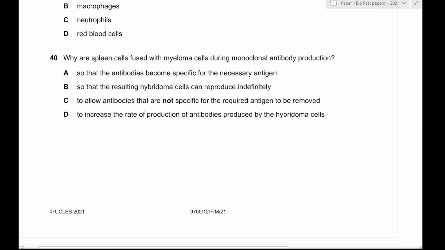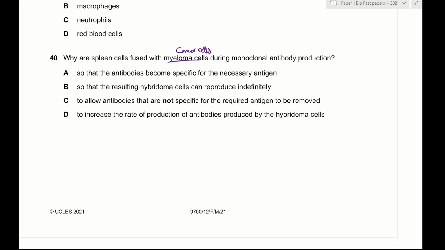Why are spleen cells fused with myeloma cells during monoclonal antibody production? Myeloma cells are cancer cells, and they are fused with spleen cells. The reason for this is cancer cells are able to divide unlimitedly.